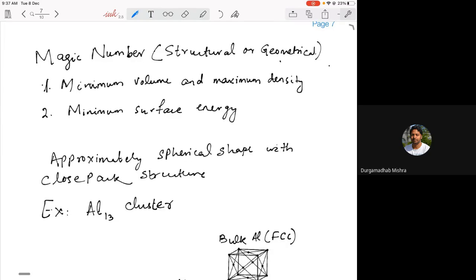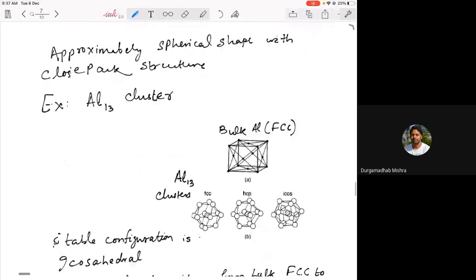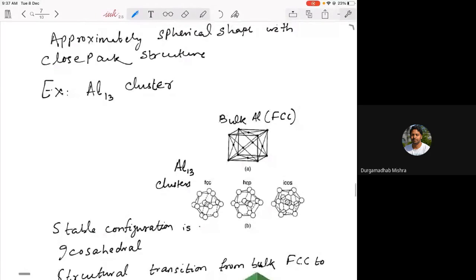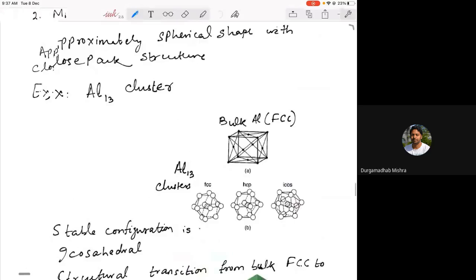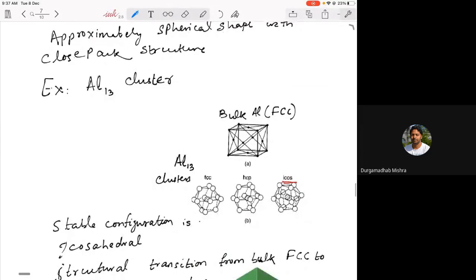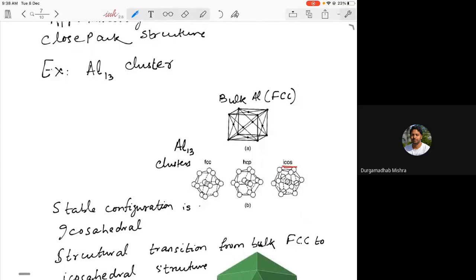So here is an example, a theoretical example. This aluminium 13 cluster: in bulk, aluminum is FCC, but when you take an aluminium 13 cluster, it can exist in FCC or HCP, okay, or the other one is this icosahedral structure, which is also possible. So which is the stable configuration out of these three?